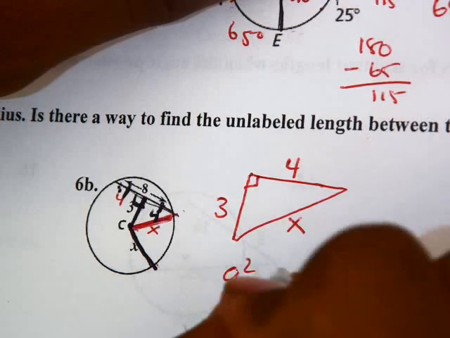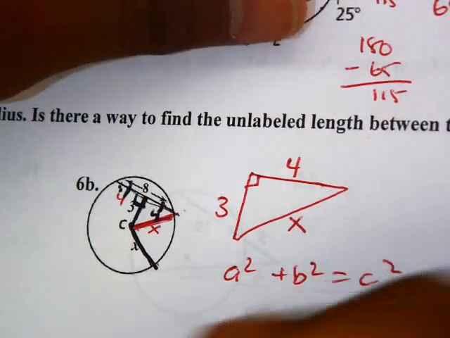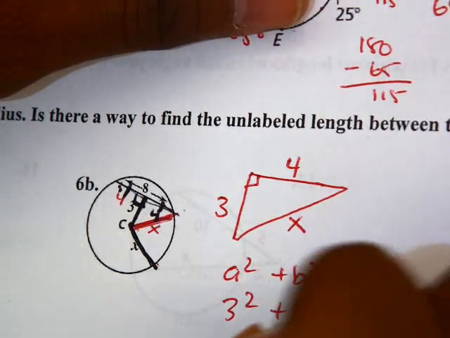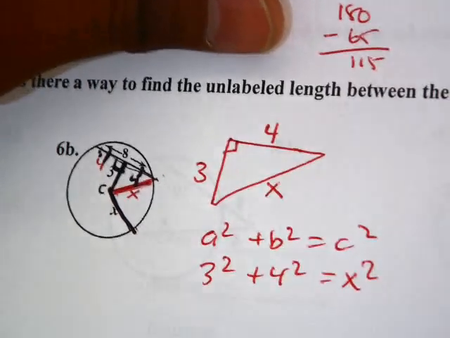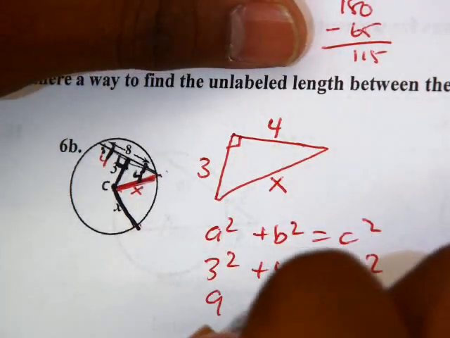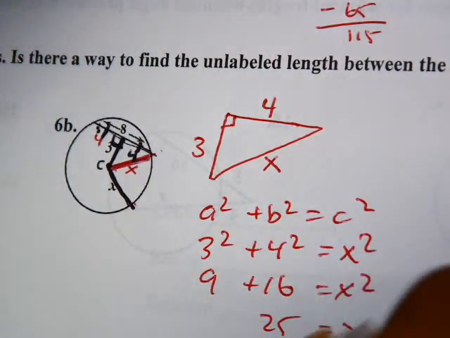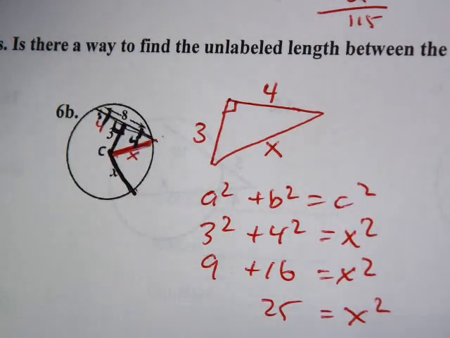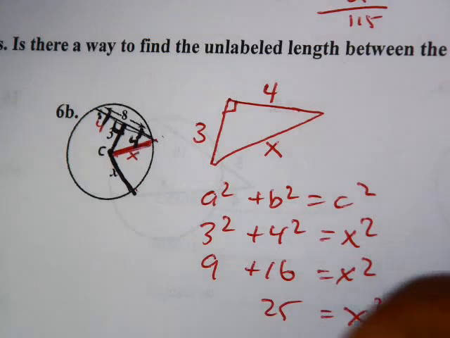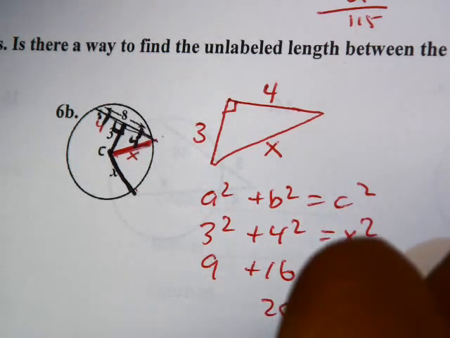So we can use a squared plus b squared equals c squared. In this case, 3 squared plus 4 squared equals x squared. So 9 plus 16 equals x squared. 25 equals x squared. And the radius in this case is 5.